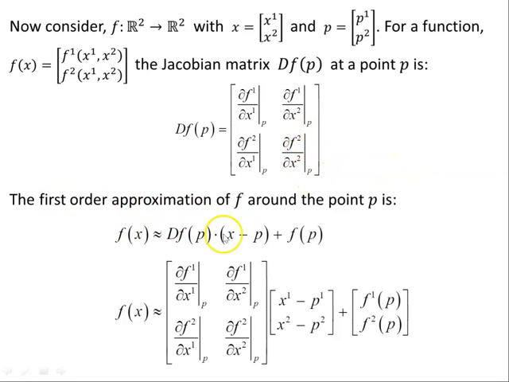Okay, the first order approximation of f around the point is f of x is approximately df of P dot x minus P, where these now are vectors. df of P is a matrix, in this case 2 by 2, and f of P is a column vector, x minus P is also a column vector. So writing that out, f of x is approximately, here's our Jacobian from above, times x1 minus P1, x2 minus P2, plus f1 of P, f2 of P, and remember there's two coordinate functions. If you want, you could have x minus P1 and y minus P2, it's up to you.